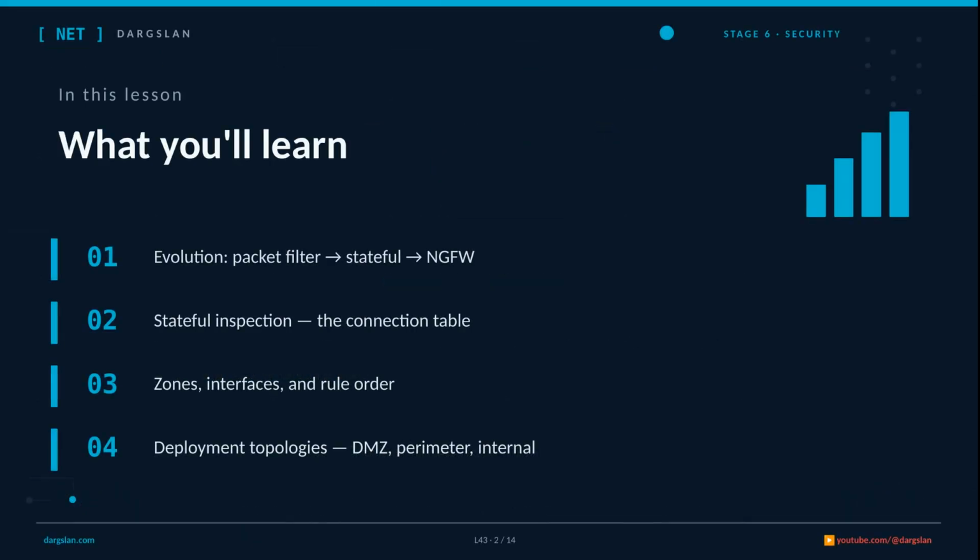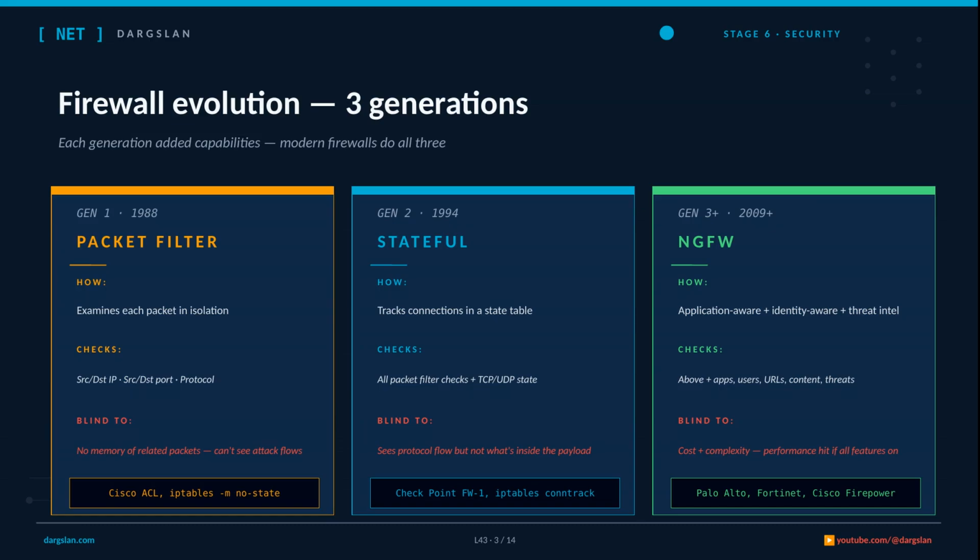Here's the path we'll walk together. We'll start with the evolution of firewalls, from basic packet filters through stateful inspection, all the way to today's next-generation platforms. Then we'll look inside the connection table that makes stateful inspection work, before turning to zones, interfaces, and the all-important question of rule order. And we'll finish with real deployment topologies, DMZs, perimeters, and internal segmentation, so you can see how these pieces fit together in practice. Let's begin with that evolution.